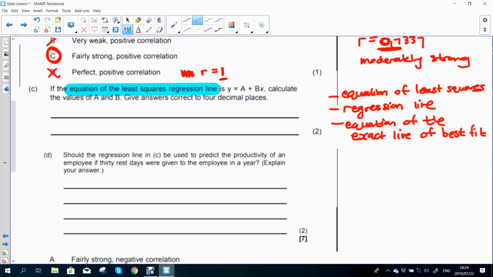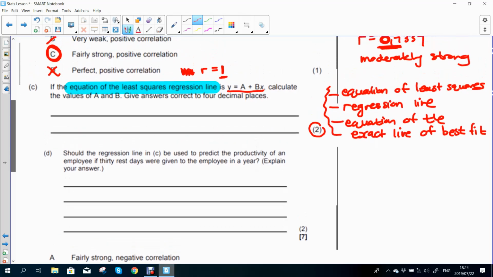Okay, all of these things, guys, it's the same thing. The equation of least squares is the same as the regression line, it's the same as the equation of the exact line of best fit. And you'll see that it's y equals a plus bx, and it's also just for 2 marks. Again, this is just calculator work.